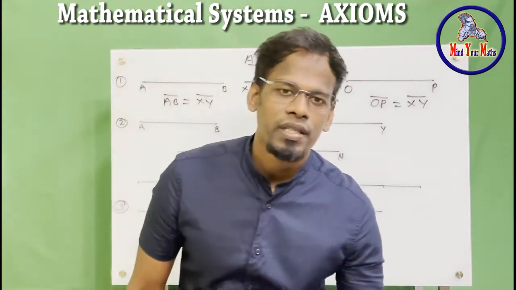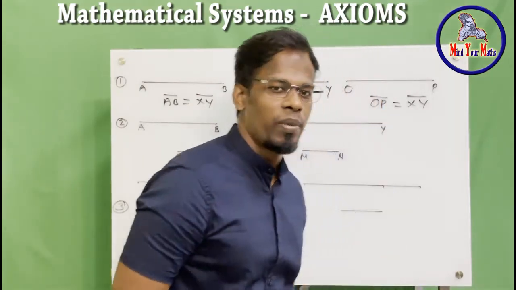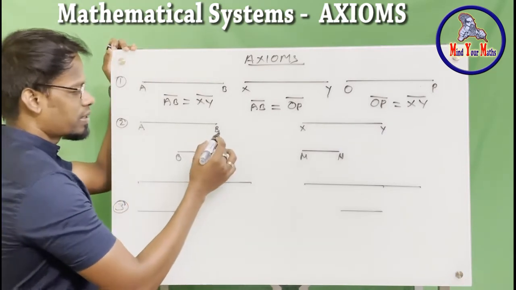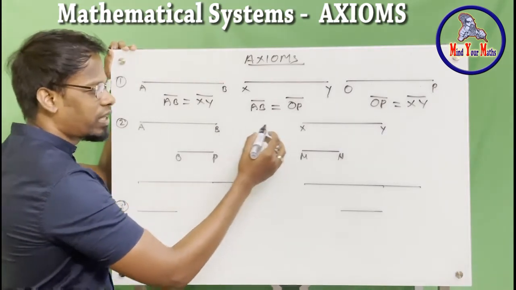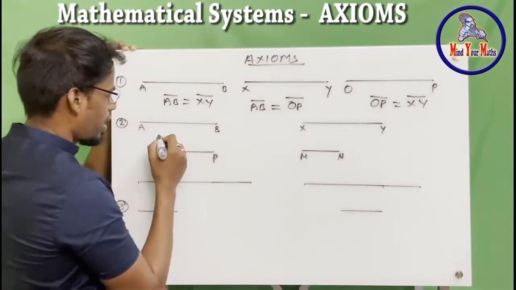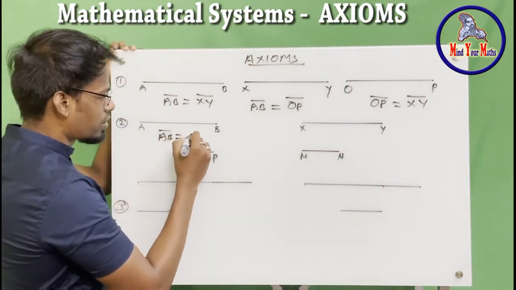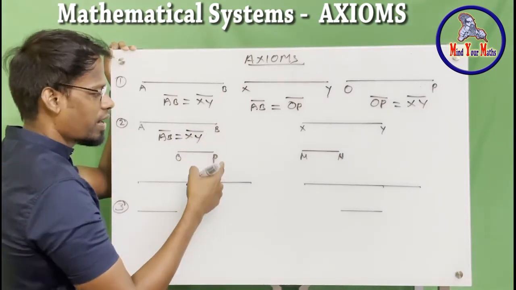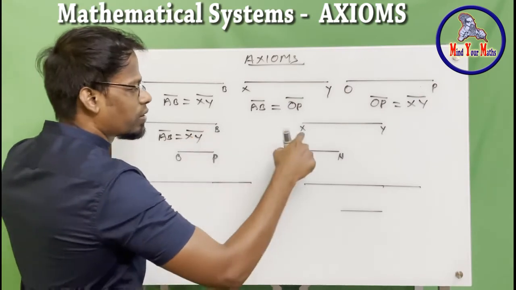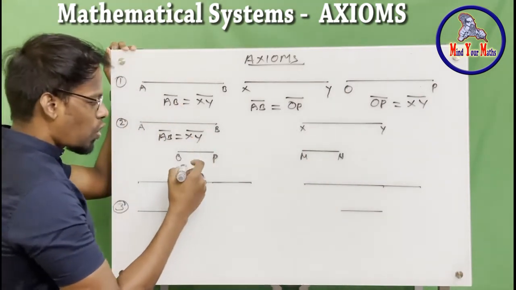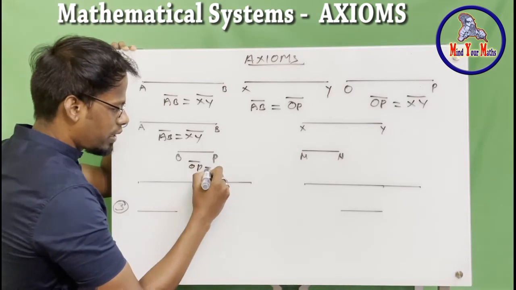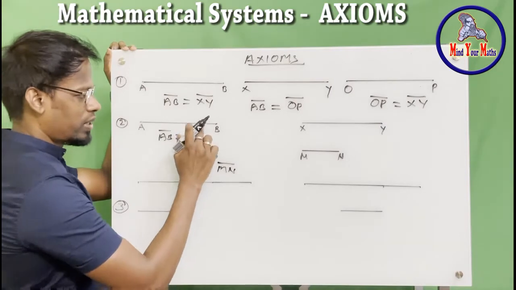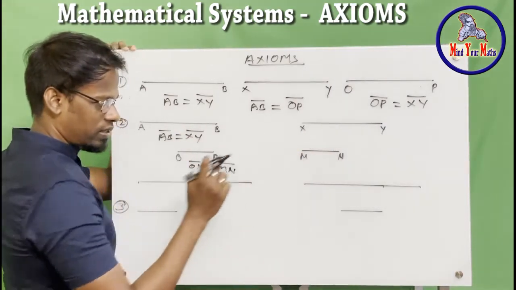Let's see how we can understand it from the geometry. See here, the line segment AB is equal to the line segment XY. AB is equal to XY. So this one is done. Now this OP is equal to the line segment MN. This one is equal to this one.